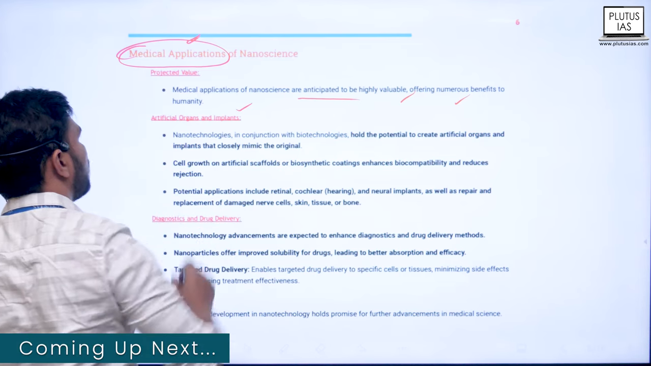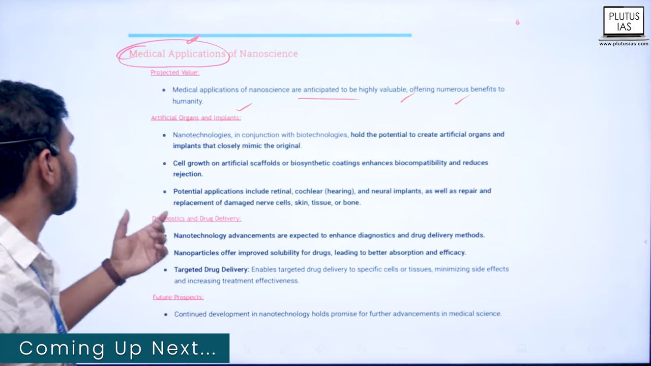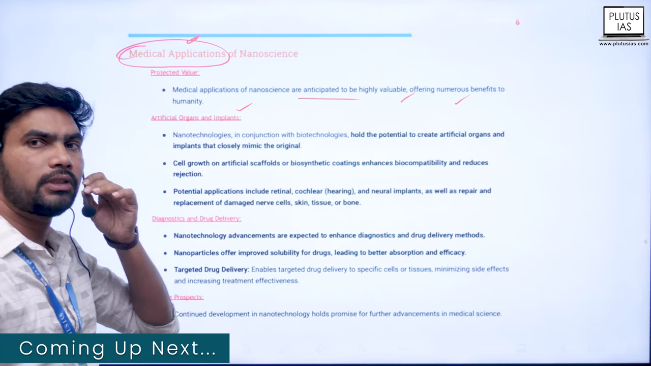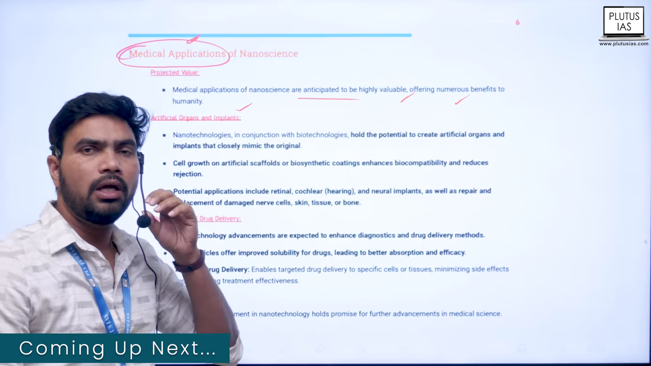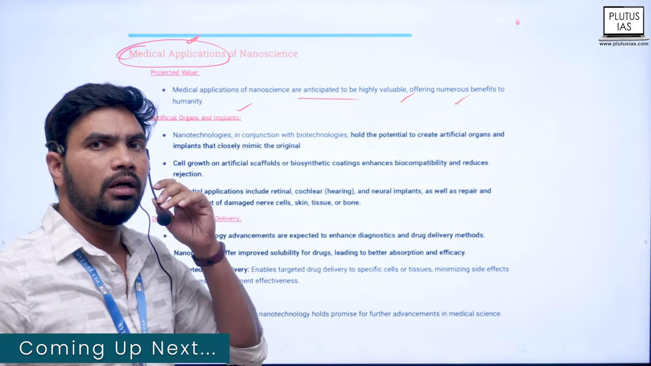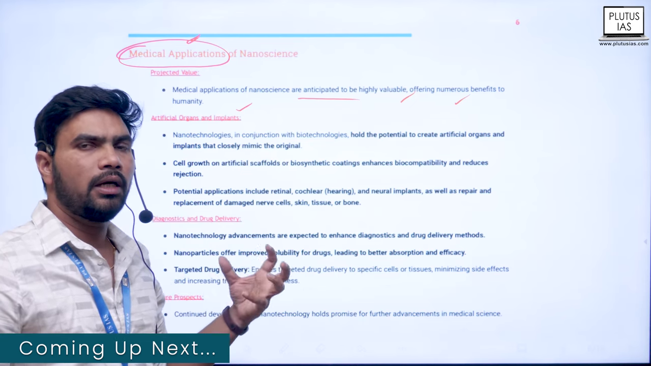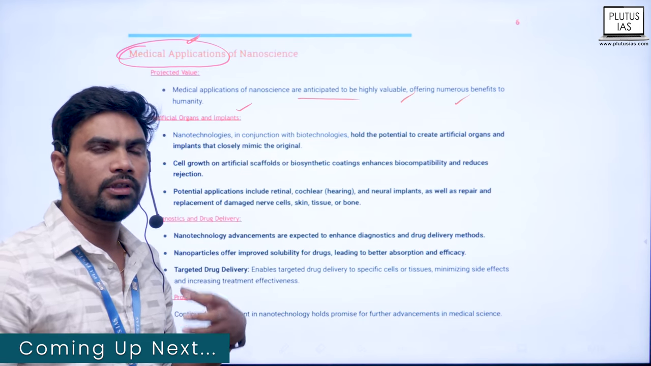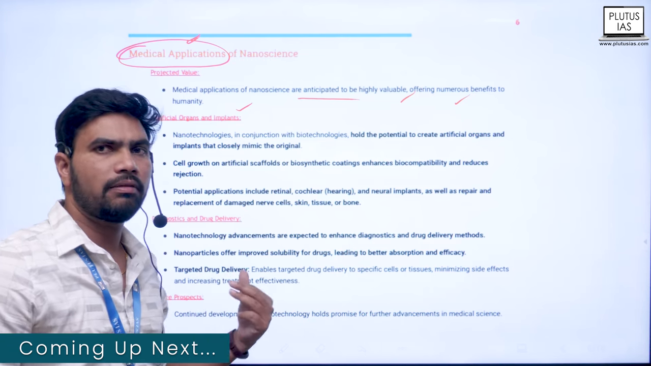We see artificial organs and implants. Through nanotechnology, we can create artificial organs and implants. As we all know, there is organ failure, like failure of the heart, etc. So we can create and install new artificial organs into the human body through the application of nanotechnology, right?